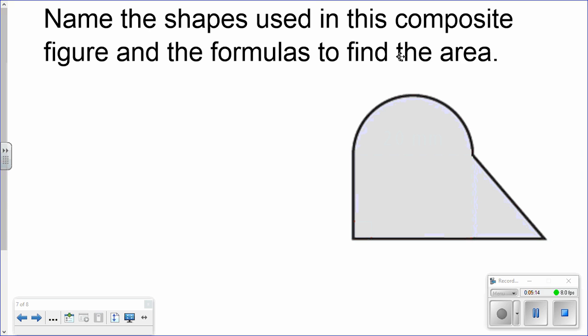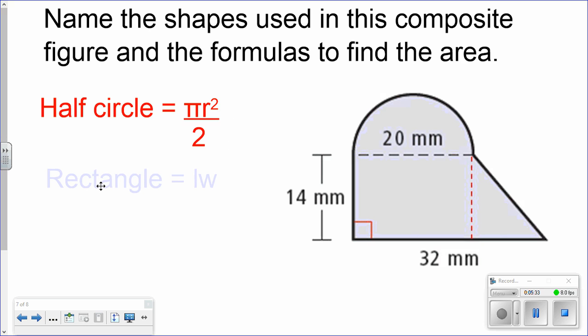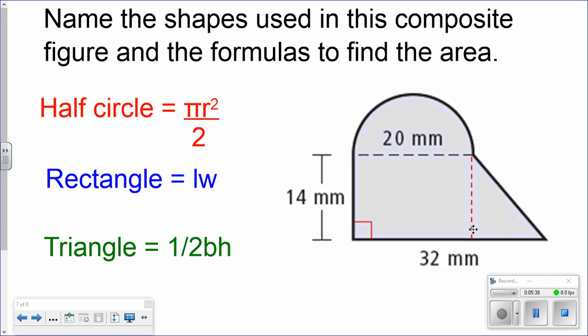Name the shapes used in this composite figure and the formulas to find the area. So I'm going to break up this composite figure into a half circle, a rectangle, and a triangle. The half circle would be pi r squared, and since it's only half of the circle, we're going to divide by 2. The rectangle would be length times width, and the triangle, 1/2 base times height. You can see the triangle, this would only be 12 because this part of the rectangle is 20, and that would mean the rest is 12.